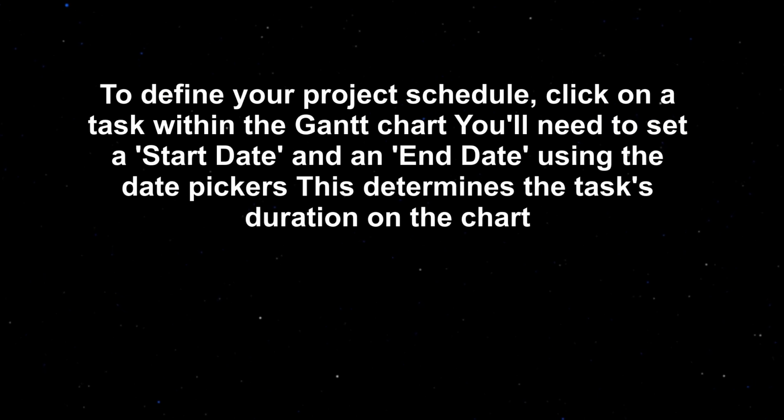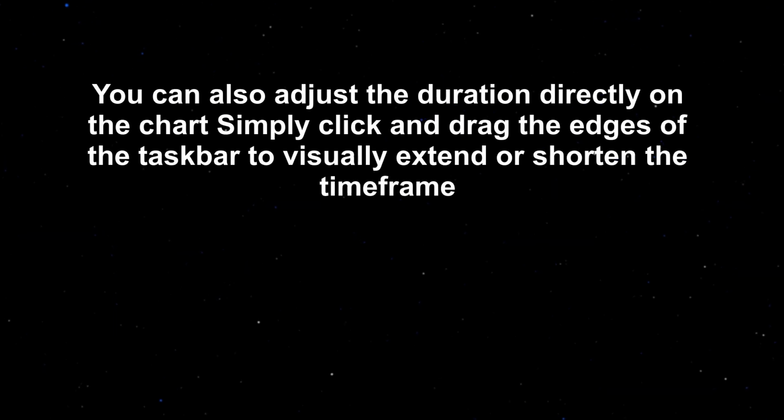To define your project schedule, click on a task within the Gantt chart. You'll need to set a start date and an end date using the date pickers. This determines the task's duration on the chart. You can also adjust the duration directly on the chart. Simply click and drag the edges of the taskbar to visually extend or shorten the time frame.